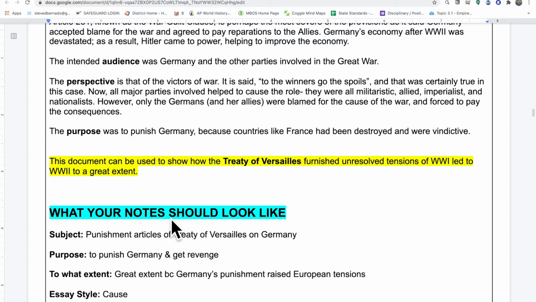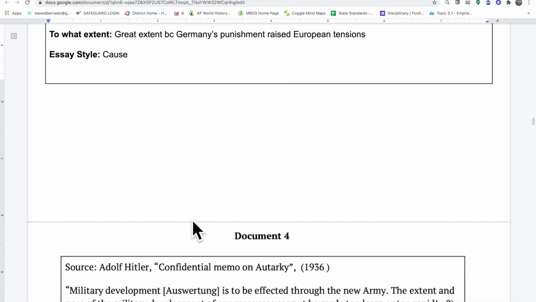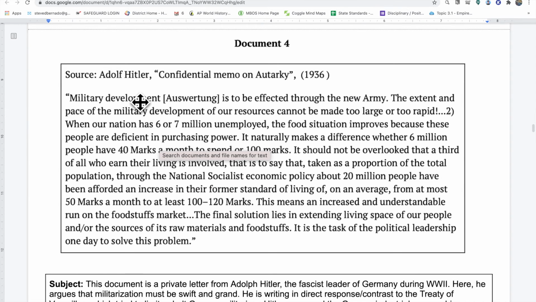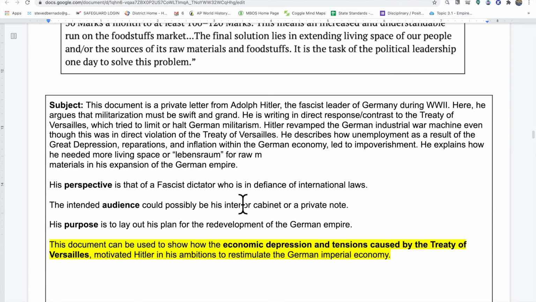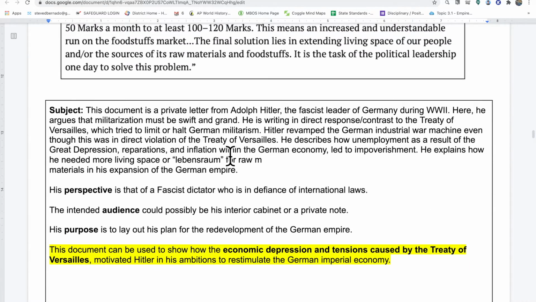Wow, we haven't seen any effects yet. This could be all about causes here. Let's see. Let's look at the next one. Document 4, Adolf Hitler, confidential memo. All right, well, what does Adolf Hitler say here? This document is a private letter from Adolf Hitler.